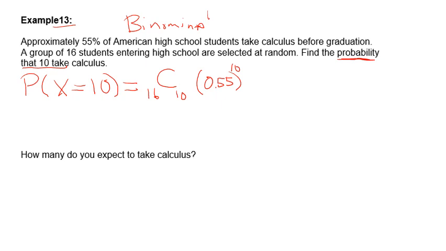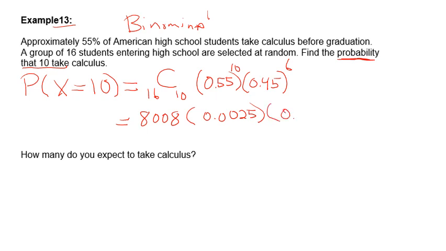Well, if there are 10 that are taking calculus, the other 6 are not taking calculus, and the probability they don't take calculus is 0.45. Doing the math, this is 8,008. This is 0.025. This is 0.0083, which is equal to about 0.166 or 16.6%, 17%, whatever.